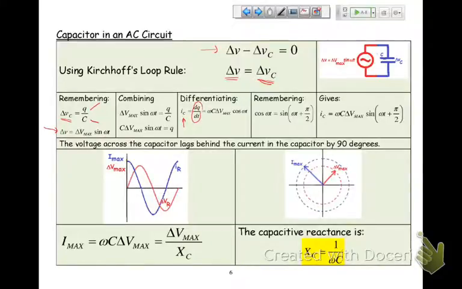And if I recall that cos omega t is equal to sine of omega t plus pi by 2, I substitute that in, because this is right, but again I'd like it to be in terms of sine. So I_C is equal to omega C delta V max sine of omega t plus pi by 2. So I compare that with that.